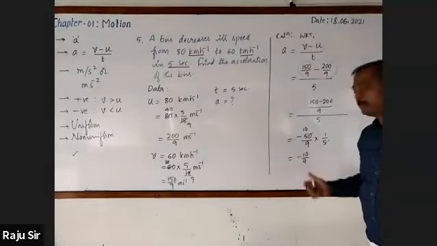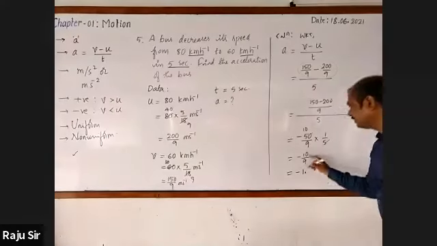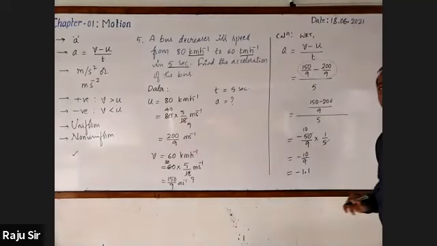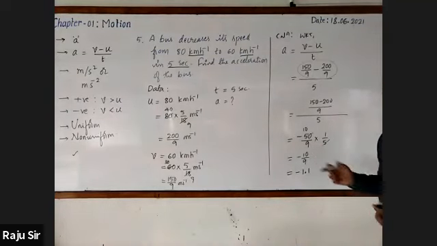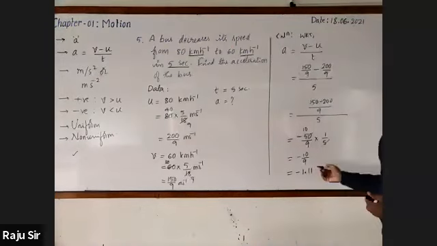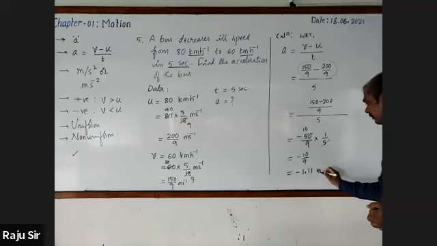If you want to express that in decimal form, you can divide it. Minus 9 ones are 9. 1 will remain, it becomes 10. 9 ones are 9. Again, 1 will remain, it becomes 10. 9 ones are 9. It will be recurring. Let it be only 1.11 meter per second.